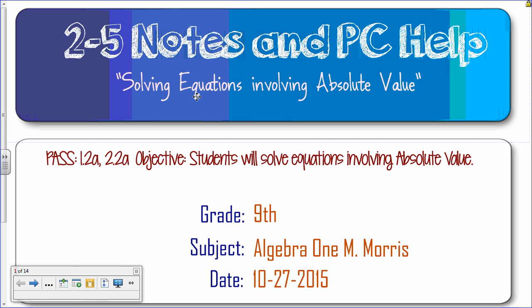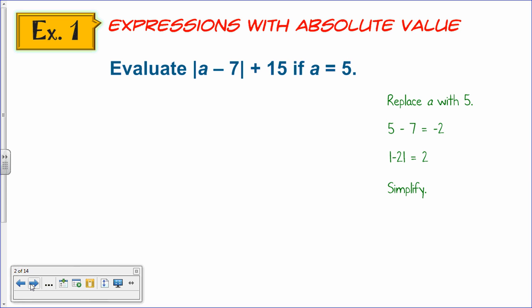Just understand that there are other things on the internet too. There are probably some other lessons out there that could help you also. We'll probably spend the next couple of days trying to get through this. Has everybody got that? First slide. This is example 1, expressions with absolute value. Does everybody see that? Go ahead and write the problem down.